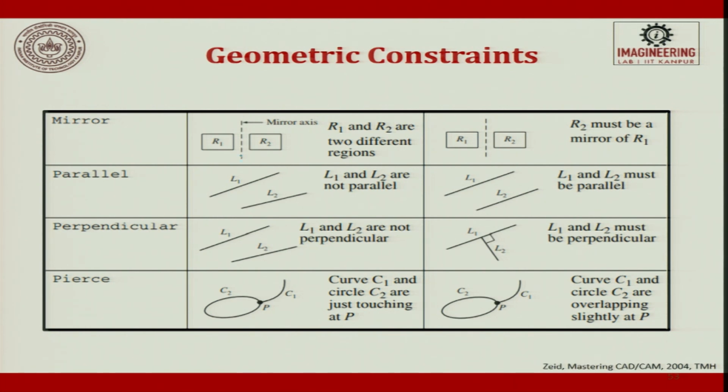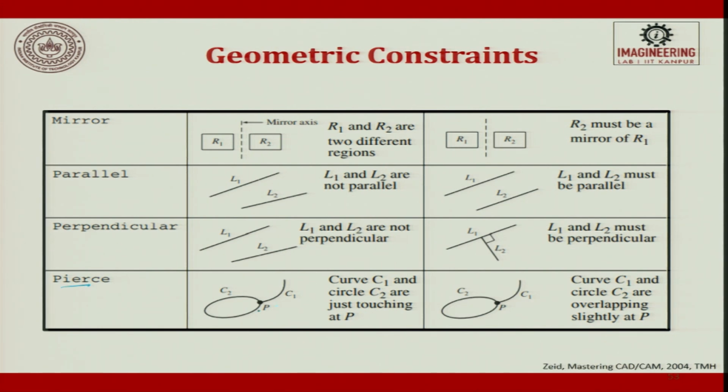Again, mirroring can be done. R1 and R2 are two different regions, it is fixed. Parallel can be done; L1, L2 are not parallel, it can be made parallel. Perpendicular, when I talked about line definition, I told these things. L1, L2 must be perpendicular.